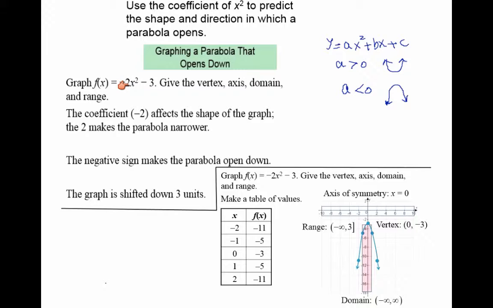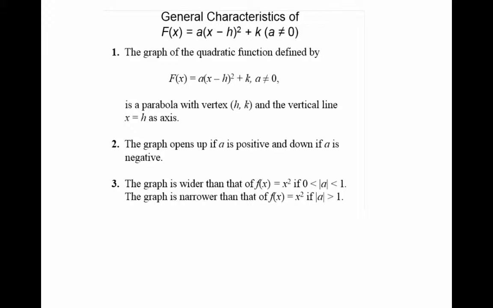This number here would help us to see how narrow or wide our parabola is going to get. 2 makes the parabola narrower. If this were 1/2, less than 1, then we would make it wider. So just by looking at this equation, we can say this parabola opens downward because this is minus. This parabola is shifted 3 units down, and this number tells me that it's narrower than the original one.